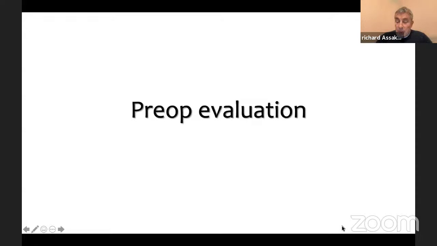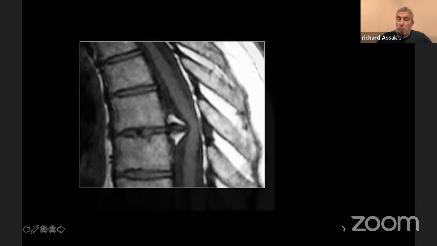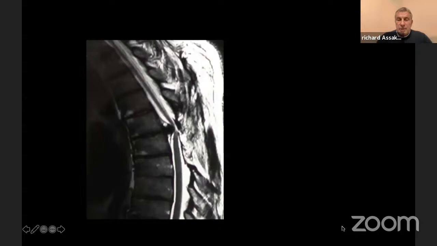Preoperatively, I will do all what's needed to have a clear view of the 3D anatomy of my herniation. You can see the MRI here, always associated to a CT scan, and you can see the degree of calcification of these lesions. It's a huge median mass with a high anatomical conflict with the cord. So make sure that all your images are well seen.